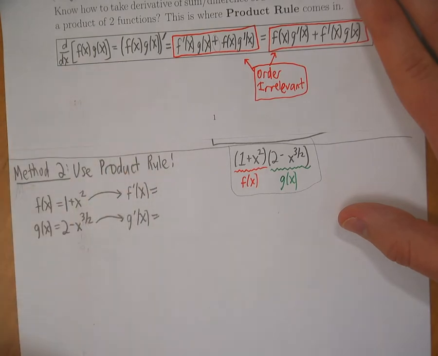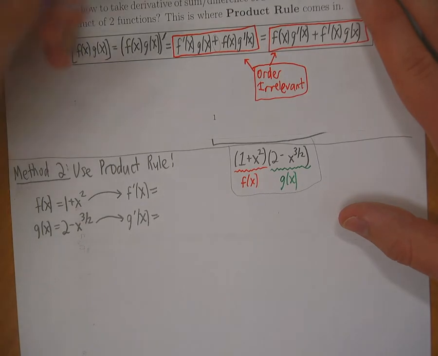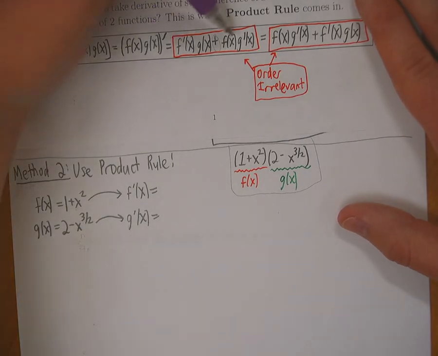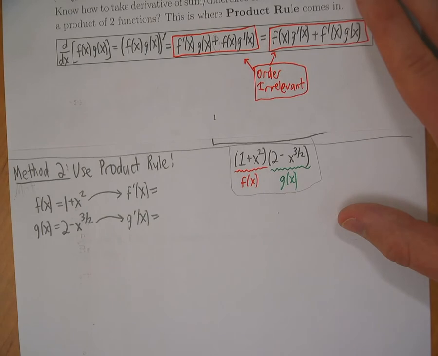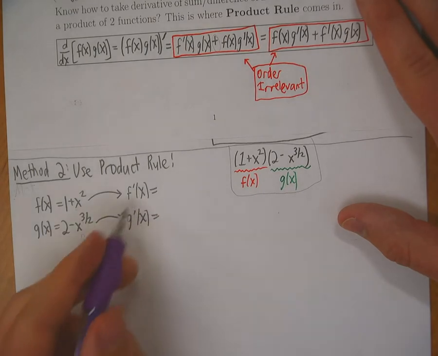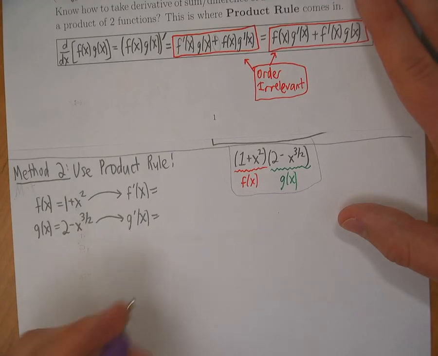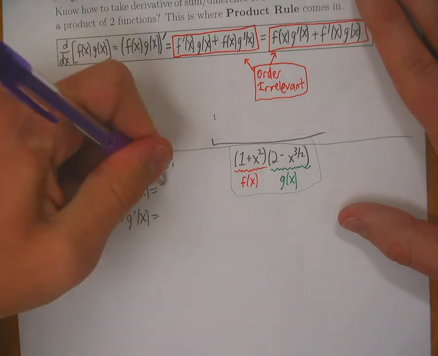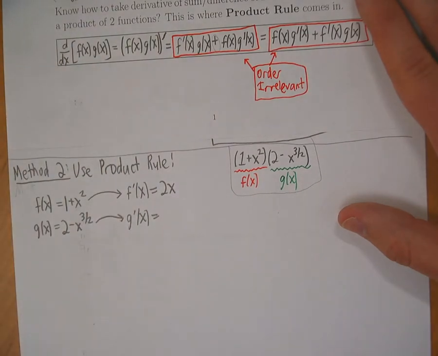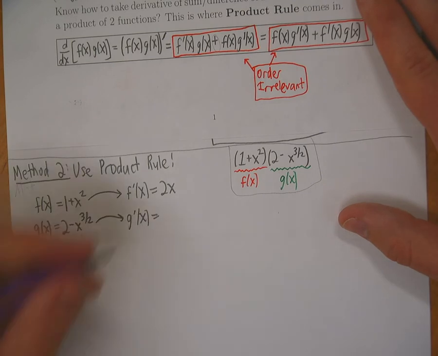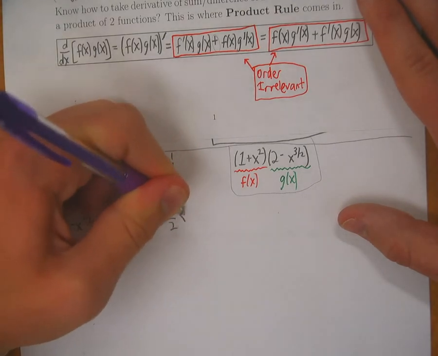So now we have to differentiate each of these to be able to apply product rule because if we take a look at product rule, we do need f prime and g prime here. So if f of x equals 1 plus x squared, then f prime should be 2x, good, and g prime is going to be negative 3 halves x to the 1 half.